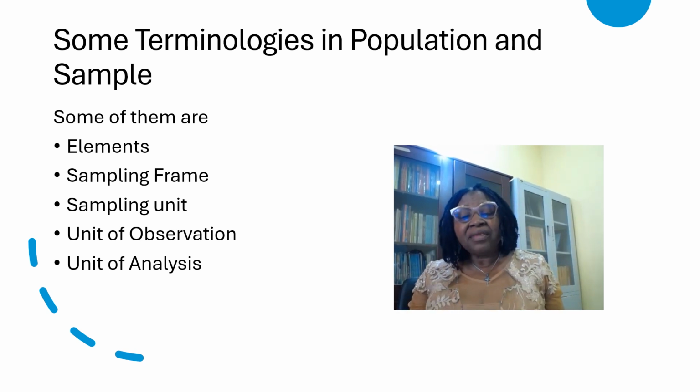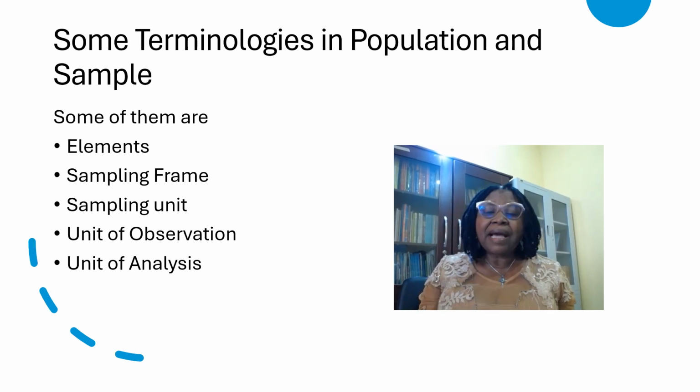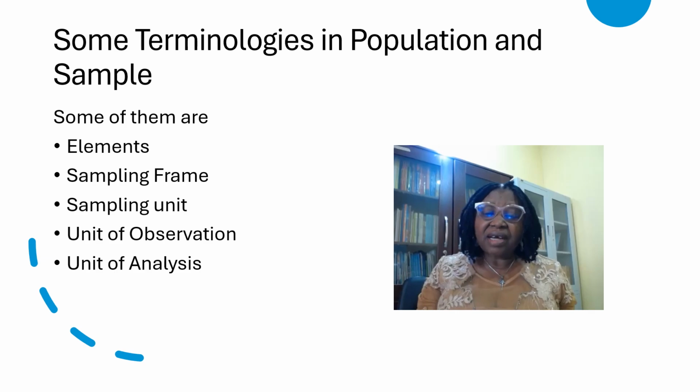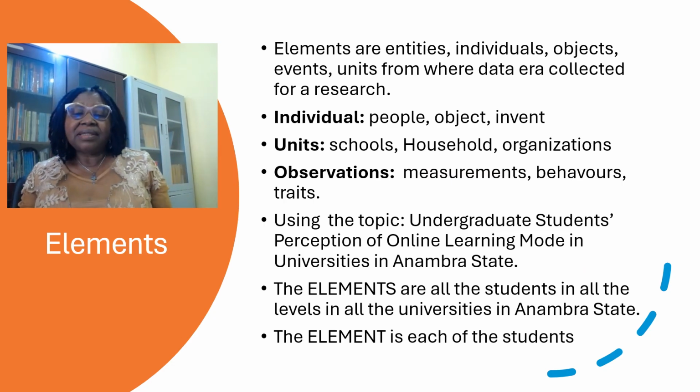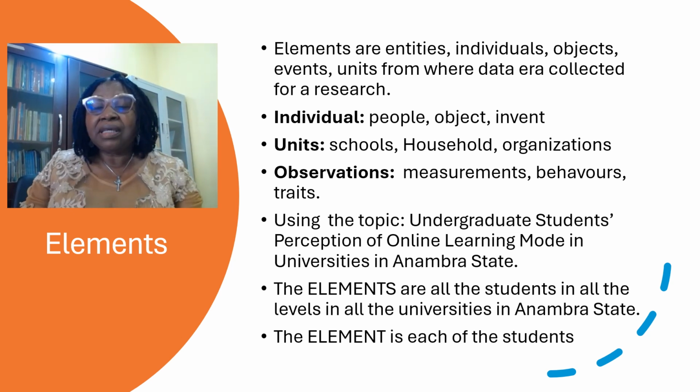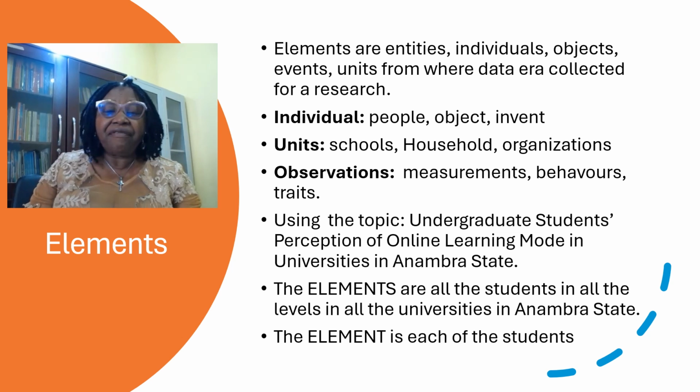Some terminologies in population and sample. Some of them are elements, sampling frame, sampling units, unit of observation, unit of analysis. There are others. So let's look at elements. Elements are entities, individuals, objects, events, units from where data are collected for research. Individuals, you have people; objects, events; units, you have schools, households, hospitals, organizations, and so on. Observation, we can look at measurements, traits, behaviors.